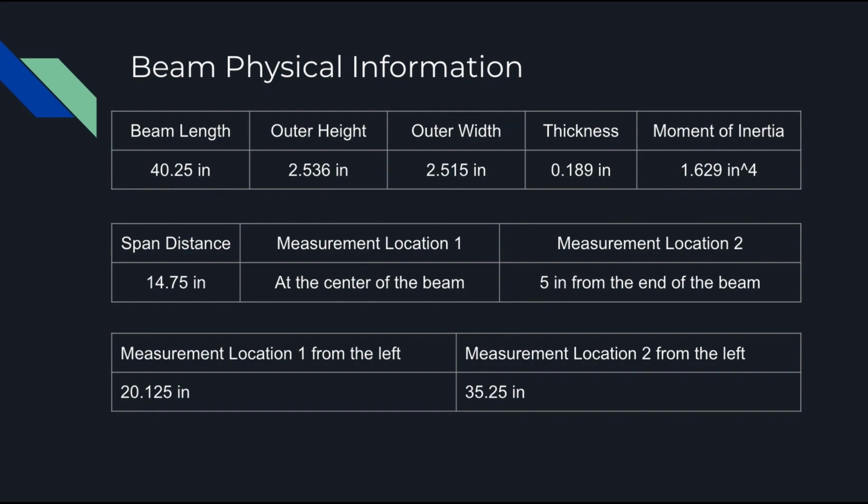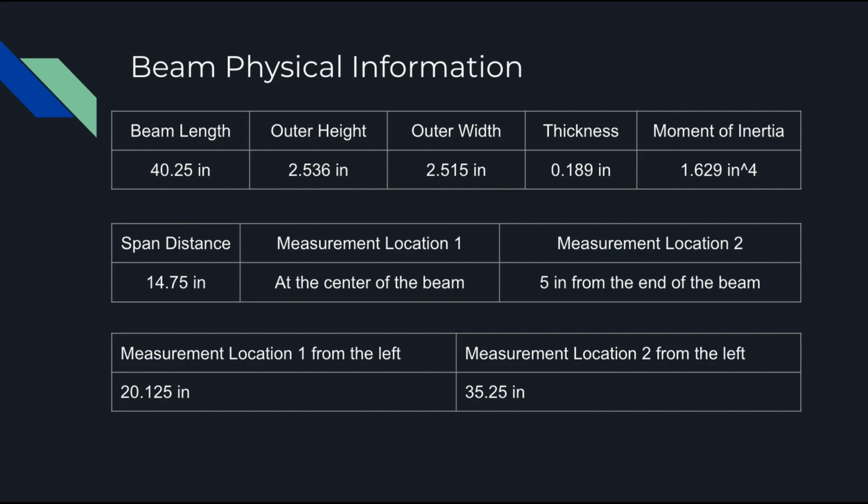The beam we were given in our lab experiment was measured to be at a length of 40.25 inches with an outer height of 2.515 inches and a width of 2.536 inches. The hollowed out beam had a thickness of 0.189 inches, and we calculated its moment of inertia to be 1.629 inches to the fourth power.